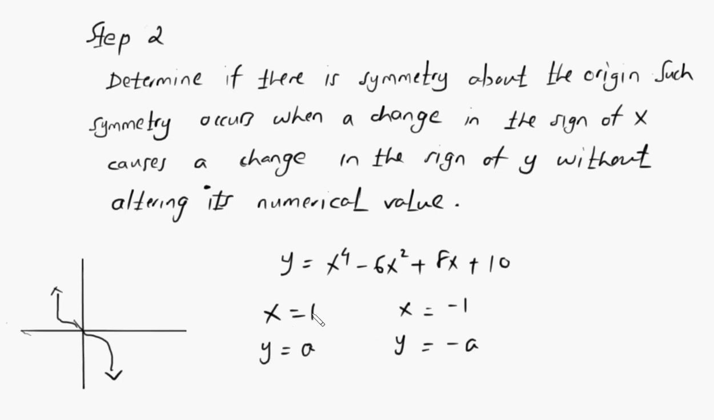So let's consider x equals 1 now. Nikiweka 1 hapa, 1 minus 6 is negative 5 plus 8 is 3 plus 10 is 13. Nakuta y inapata 13. It means if this curve is symmetrical about the origin, then y should be negative 13 when x is negative 1. Lakini nikiweka negative 1 hapa, inakuwa ni 1 minus 6 is negative 5 minus 8 is negative 13 plus 10 is negative 3. So you can see change in sign in x has not changed its sign in y.